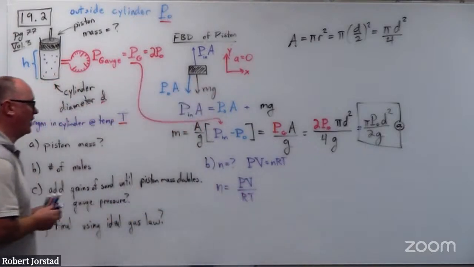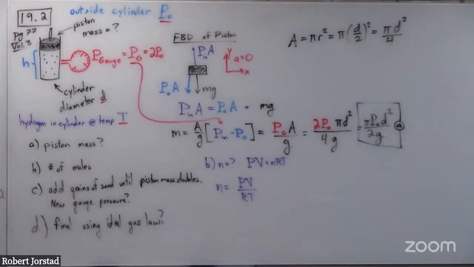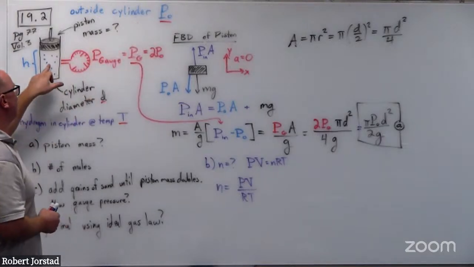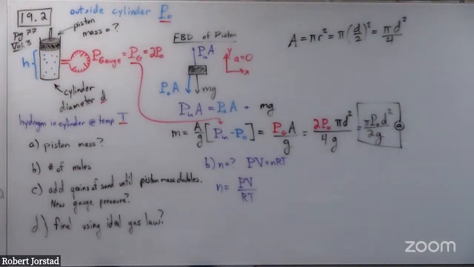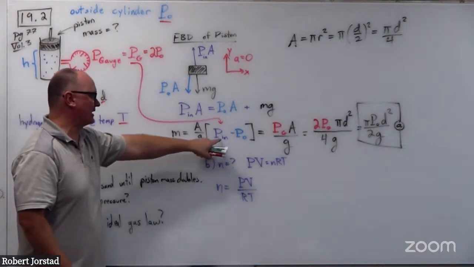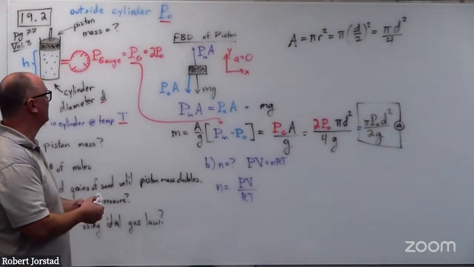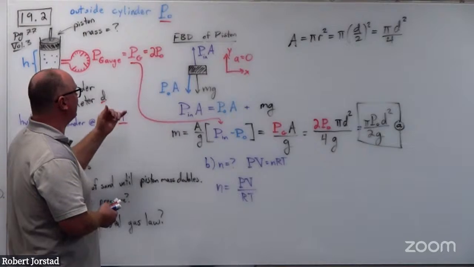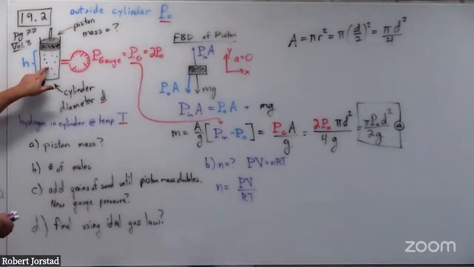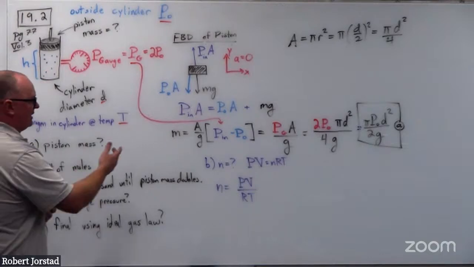Think, what pressure do I need to use? Gauge pressure, ambient pressure outside the tank, or the absolute pressure inside? We need to use the absolute pressure inside. So here, why don't we take a minute and figure out what the actual pressure is inside? We know the difference between inside and outside is 2, so this is probably 3P naught. But let's go ahead and work that out.